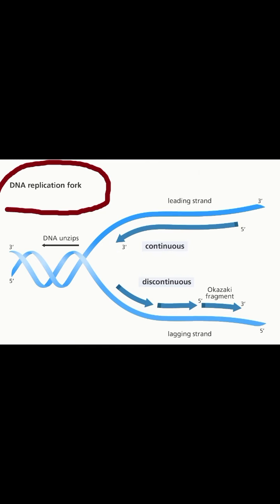The separation of the two single strands of DNA creates a Y shape called a replication fork, as you can see in the image. The two separated strands will act as templates for making the new strands of DNA. One of the strands is oriented in the 3 to 5 direction towards the replication fork, as shown in the image. This is the leading strand.